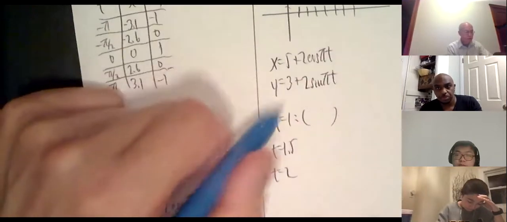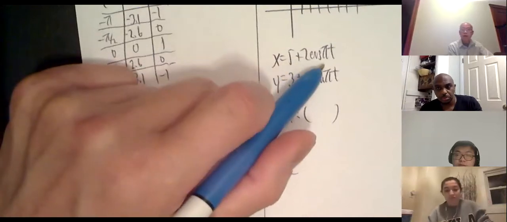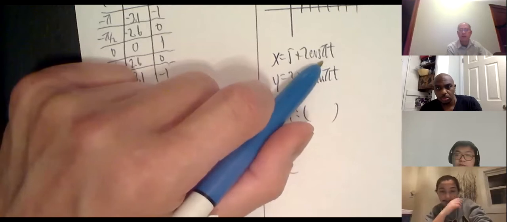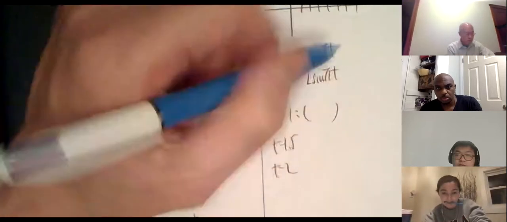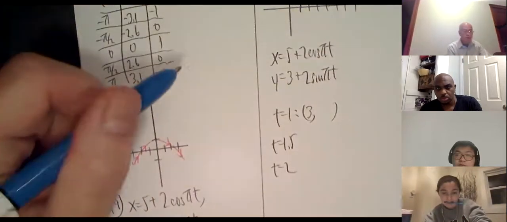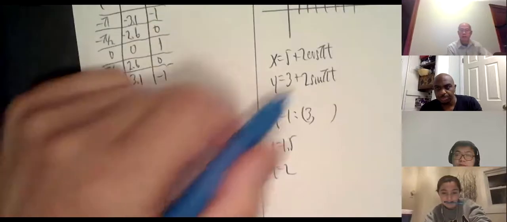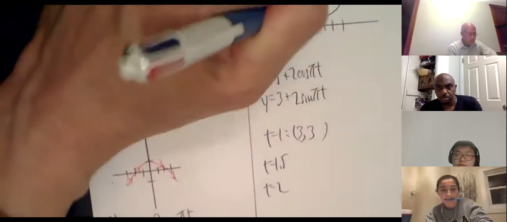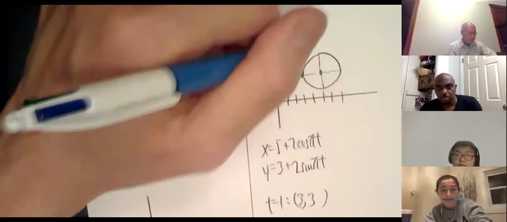Okay, so if I plug in 1, cosine of pi is -1, times 2 is -2, plus 5 is 3, comma. Plug in 1, sine of pi is 0, so 3, 3. 1, 2, 3, 1, 2, 3. Okay, so it starts here. So here, t is equal to 1.